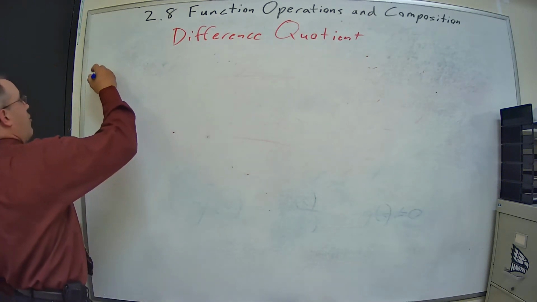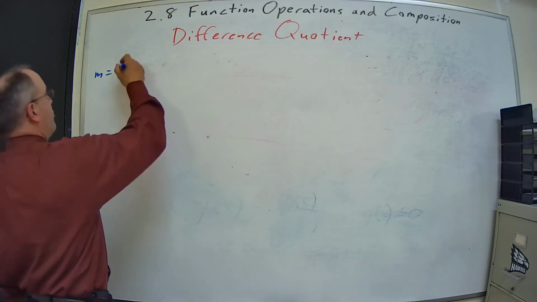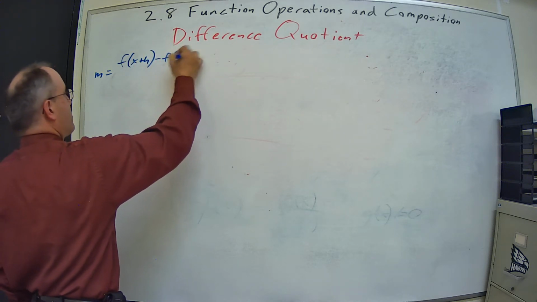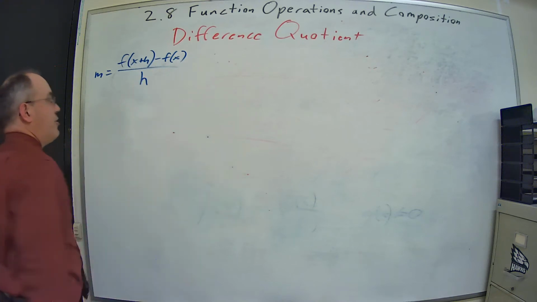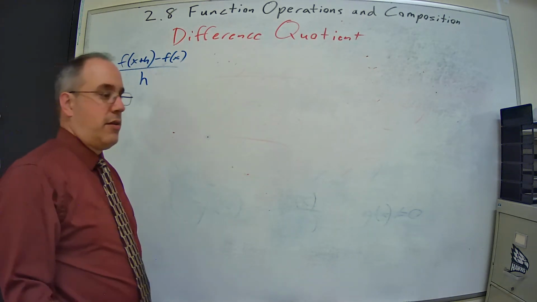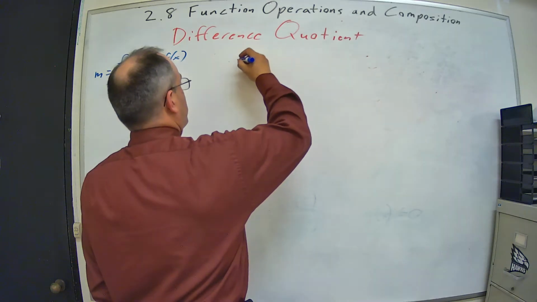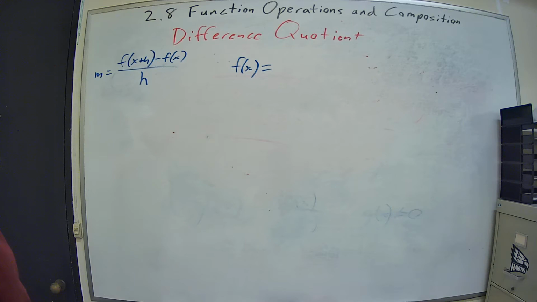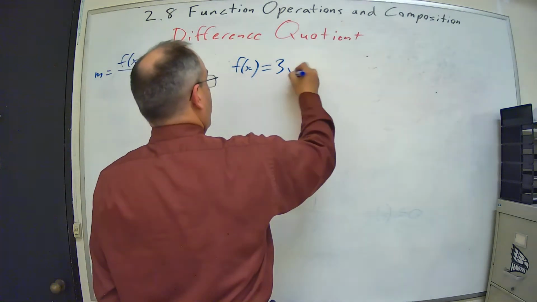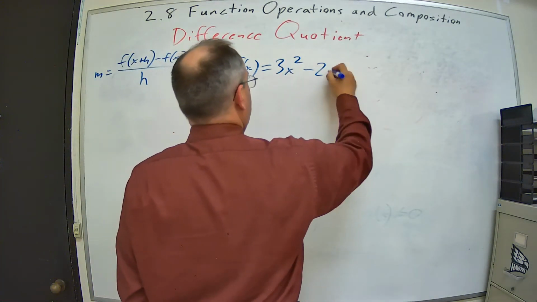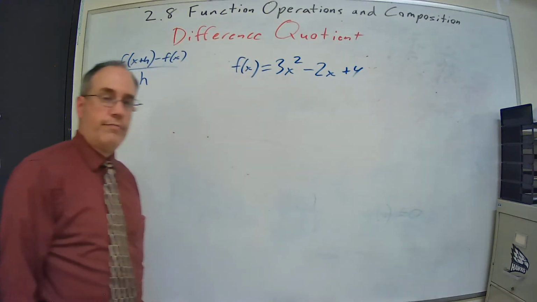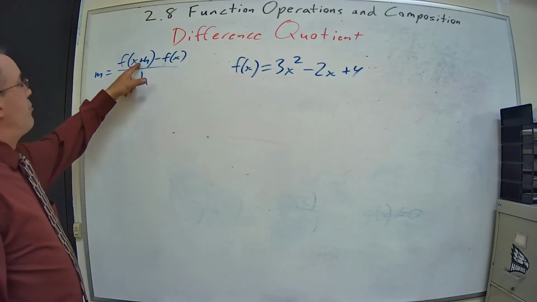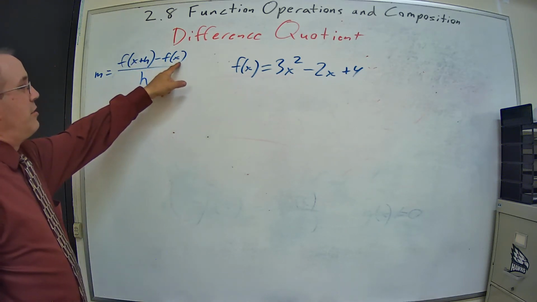So I'm just going to put that over here so we remember m is equal to f of x plus h minus f of x over h. Now let's say I have the function f of x is equal to 3x squared minus 2x plus 4. So I have a function. Now, if I'm going to do this, that's f of x.